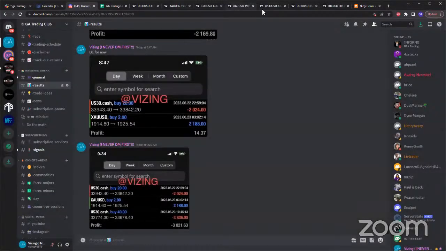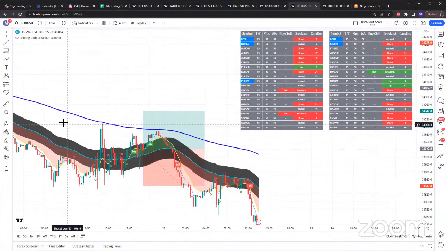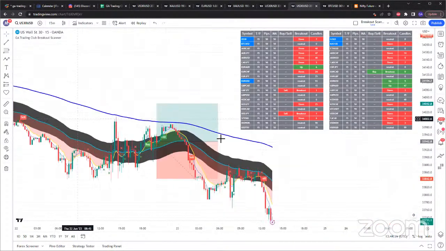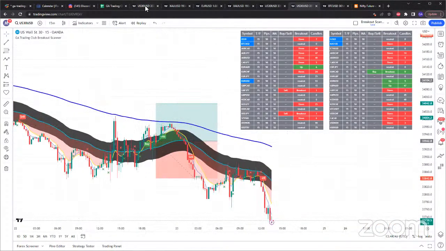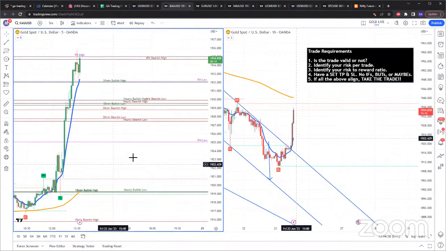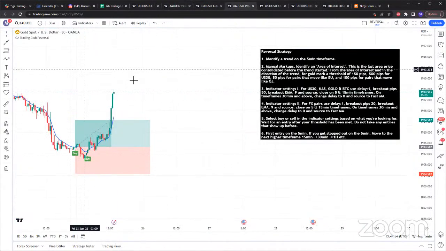It wasn't my ideal buy, but I entered it based off of a strategy, the breakout scanner. And you can see we had not had a breakout buy in a minute. So the trade was valid, but the reason I lost was because I traded during a time where there was manipulation. So I'm still expecting US 30 to push back up. Gold, I was in a gold buy based off of the reversal strategy.